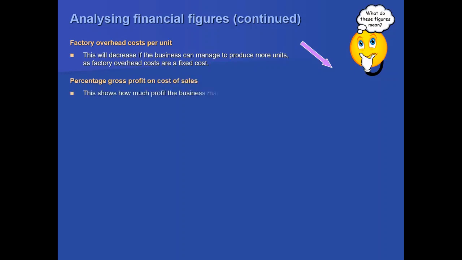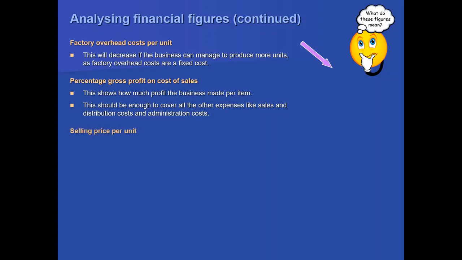Percentage gross profit on cost of sales. This shows how much profit the business made per item. This should be enough to cover all the other expenses like sales and distribution costs and administration costs. Selling price per unit. This is the average price at which the units were sold during the year.